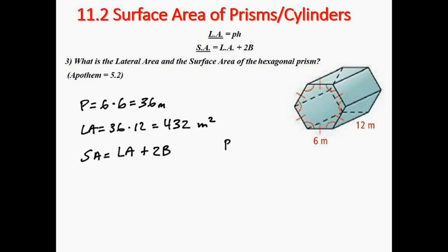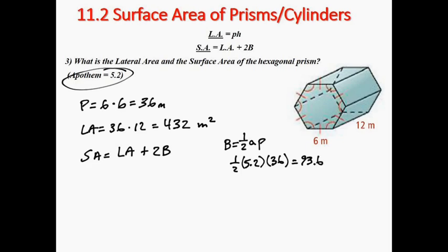To find our base area, we're going to use our regular polygon area formula, which is 1/2 apothem times perimeter. Good thing they gave us the apothem here. It's 5.2. So we've got 1/2, 5.2 times our perimeter of 36, which gives us a base area of 93.6.